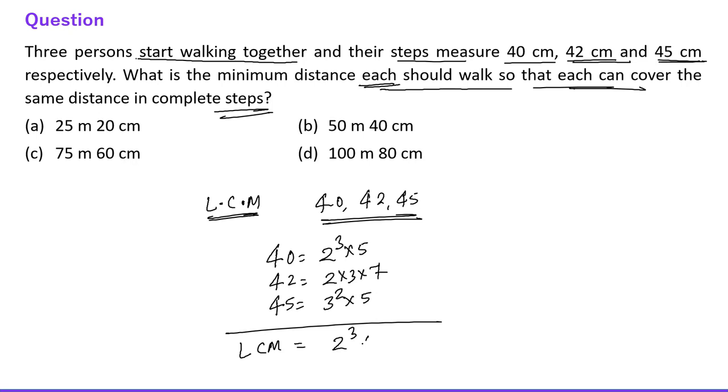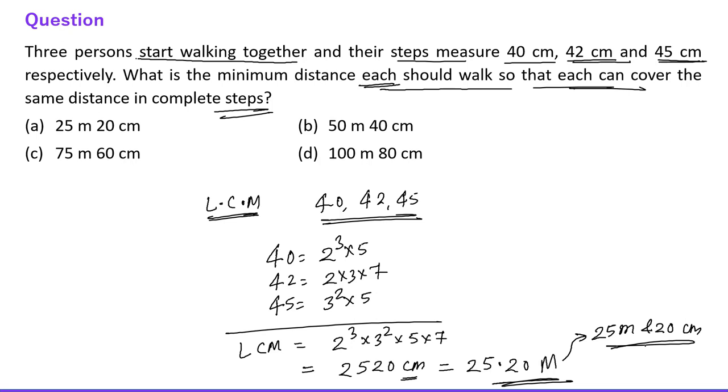Right. This is 2520 centimeter. Or you can say 25.20 meter. Or you can say 25 meter and 20 centimeter. Right. So the option is what? A option, right? A option is the correct one. Clear? All right. So now let's move to another question.